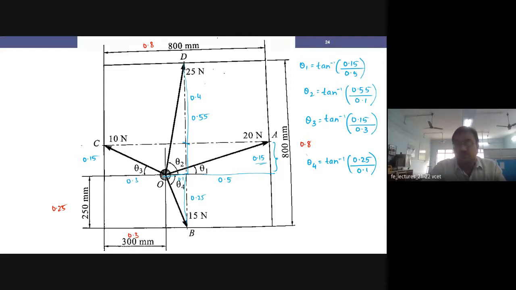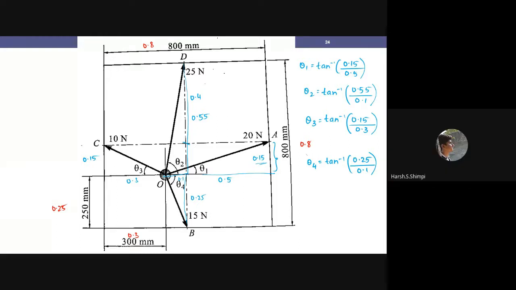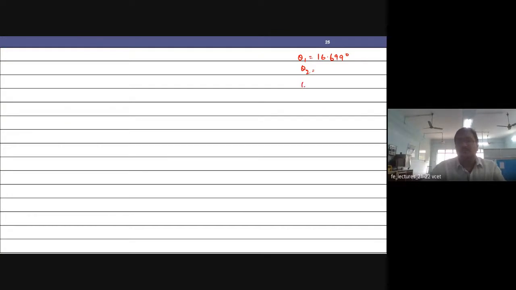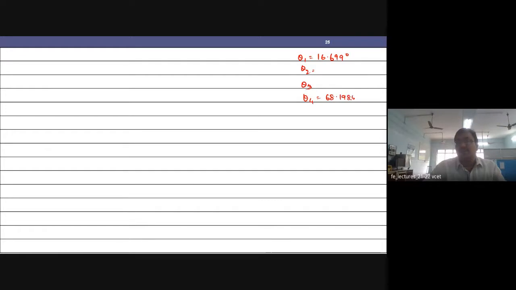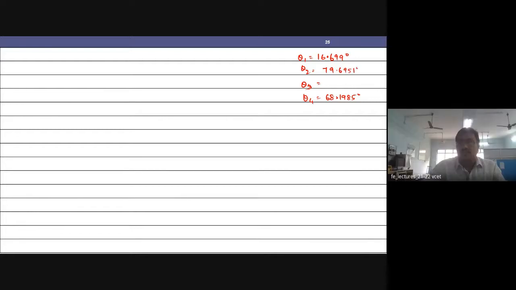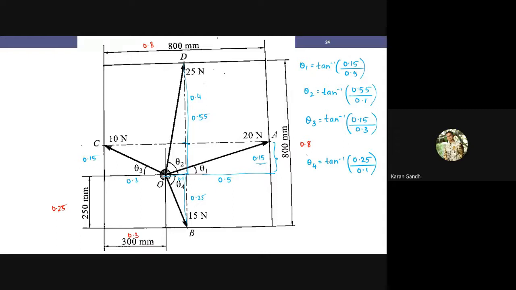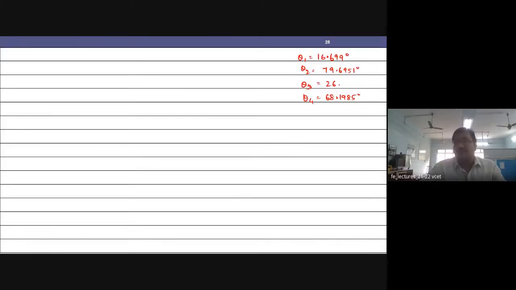Theta 2, value of theta 2. Sir, I have found out value of theta 4. Okay, give me value of theta 4. 68.1985. 68.1985 degrees. Okay, fine. Say theta 2. 79.6951 degrees. Okay, fine. Now we are left with theta 3. Theta 3 26.5650. 26.5650 degrees. Okay, fine.